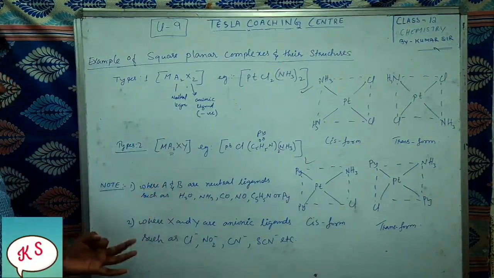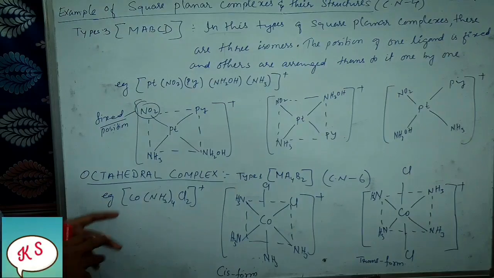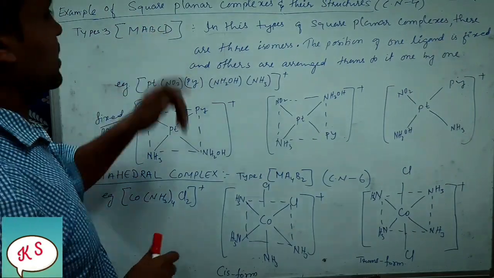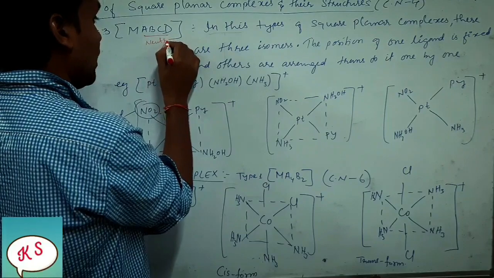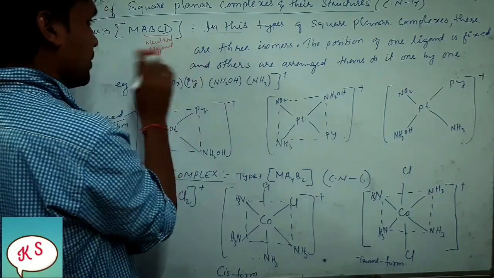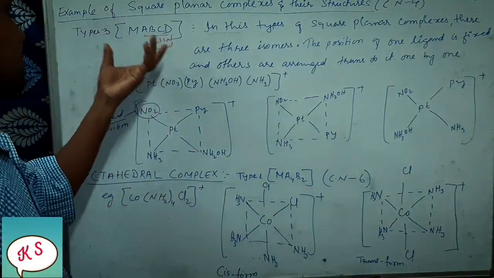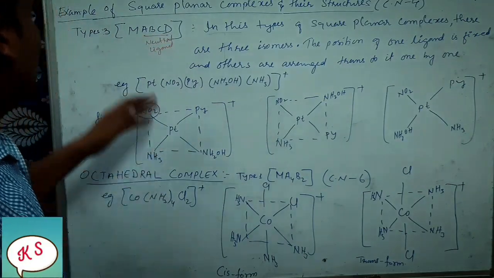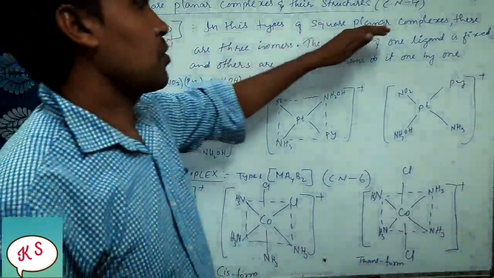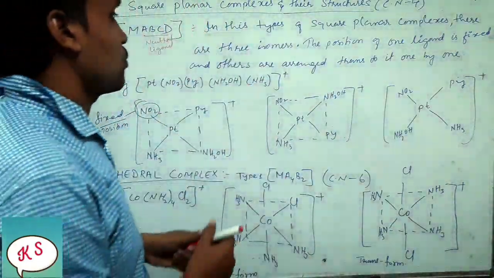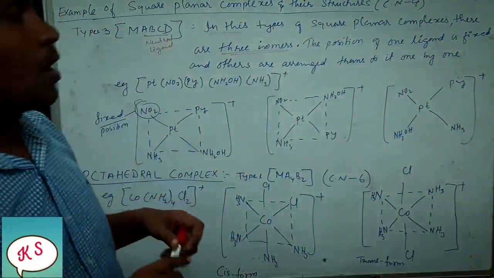Now we are going to see type 3 and type 4. Okay, got it? The types of square complexes are like this: MABCD, where A, B, C, D are all neutral ligands. As I have already given previously the meaning of ABCD, you will watch it properly and then you will come to know the meaning of ABCD, XY and all, everything I have given. So what is the speciality of this type of square planar complexes? In this type there are 3 isomers. Earlier we have seen only 2, right? Till now up to type 2 we have seen only 2.